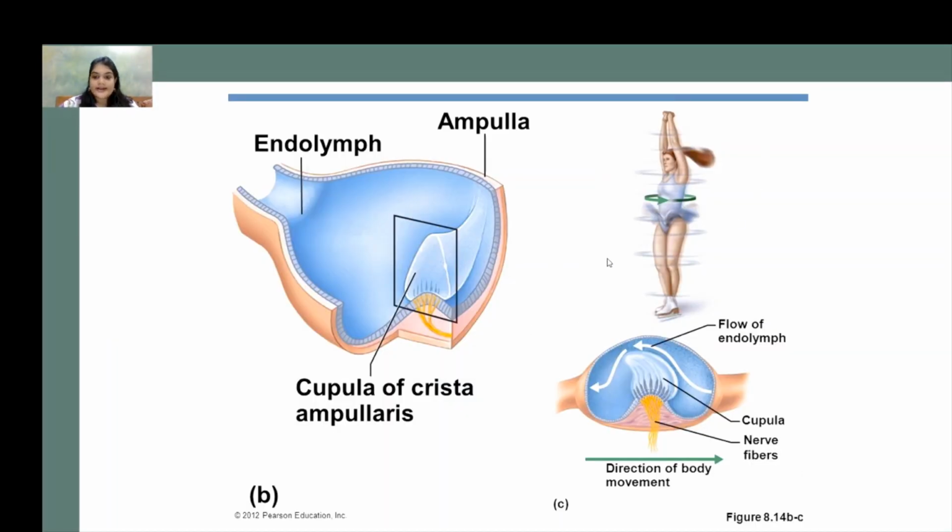See, this girl is rotating, so the direction of movement of the body and head is towards this side, but the endolymph tends to remain here. So we can consider that the endolymph is moving to the opposite side, and the cupula is getting deflected to the side of the endolymph movement, which in turn is transmitted to the hair cells.